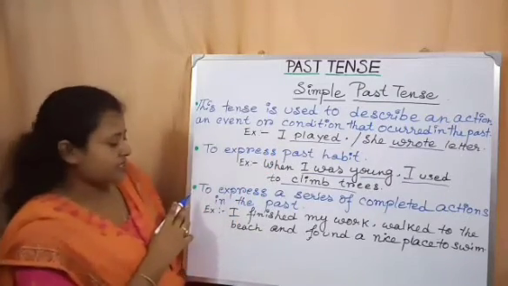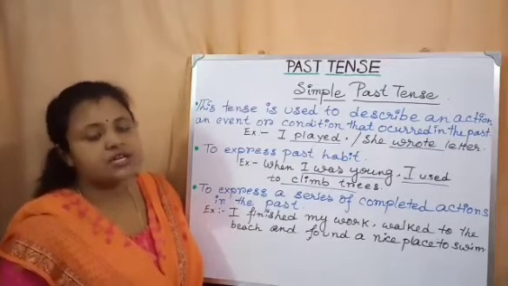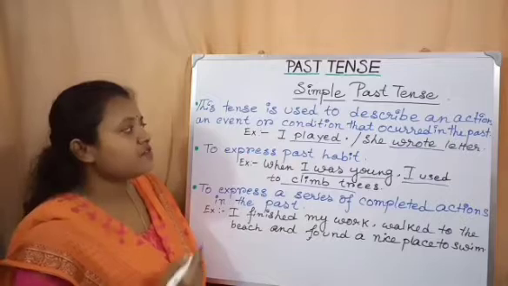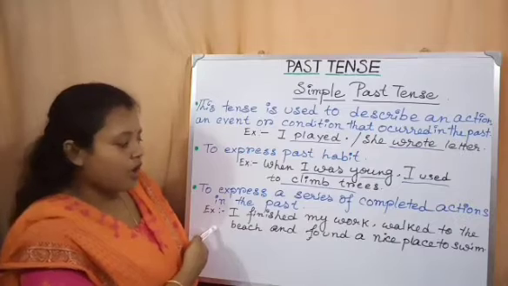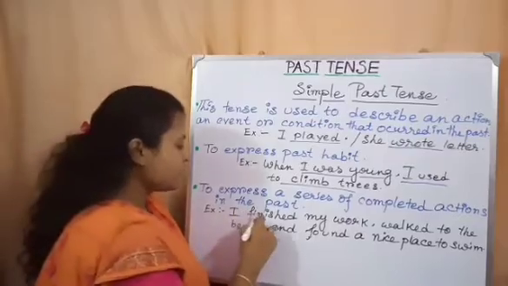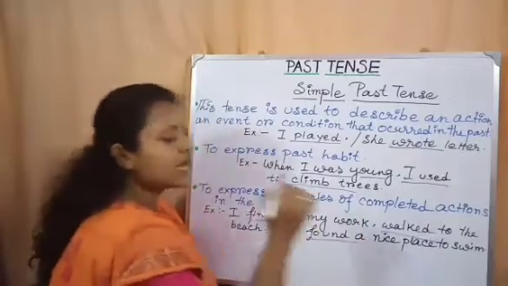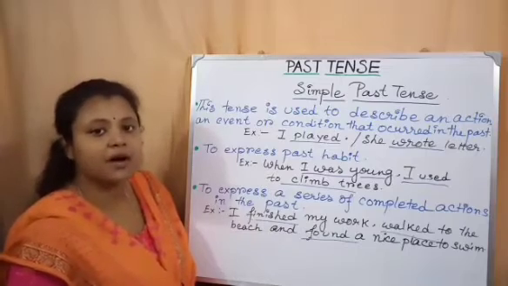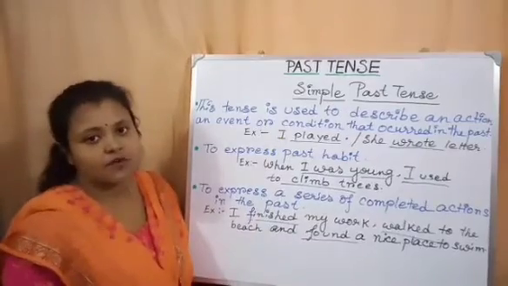Now come to the third point. To express a series of completed actions. Some actions had occurred in the past, and to express that, I have used simple past tense. Example: I finished my walk, walked to the beach and found a nice place to swim. So here, I finished. After that, I walked. And after that, I found a nice place. So these are the series of actions that had occurred in the past, and to refer to that, I am using the simple past tense form of the verbs.